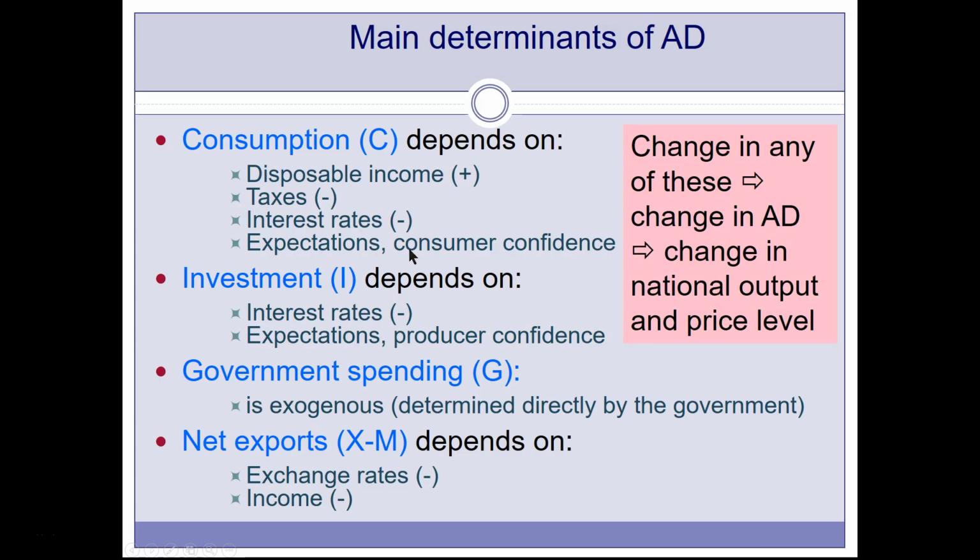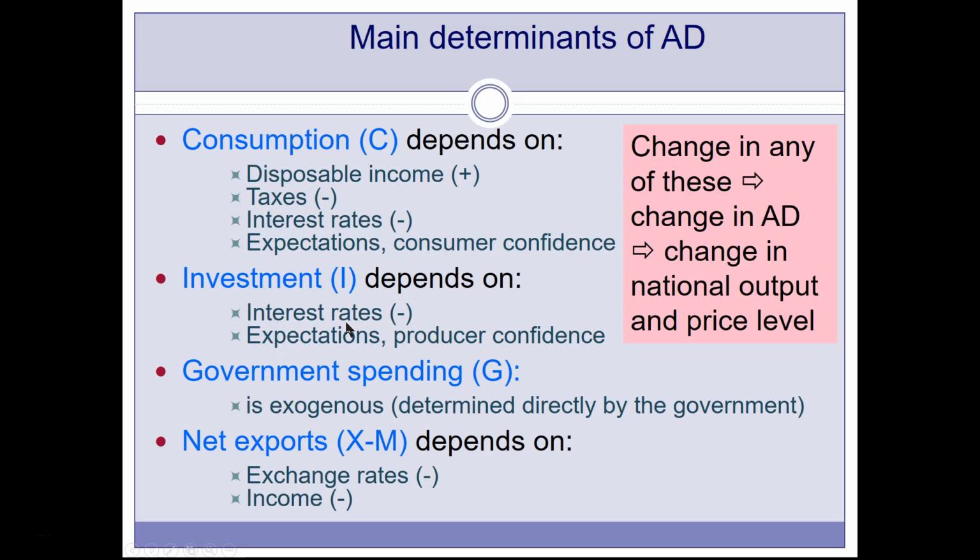Expectations and consumer confidence will also affect consumer behavior, because if expectations are optimistic, consumers will be able to spend more regardless of their current income. And when expectations are pessimistic, they will cut down their consumption straight away. This is the first component of aggregate demand. Second component is investment. And there are two main factors which determine the investment level in a country: interest rates and expectations.